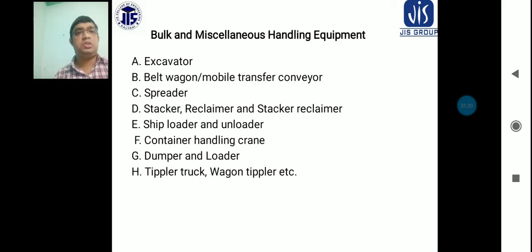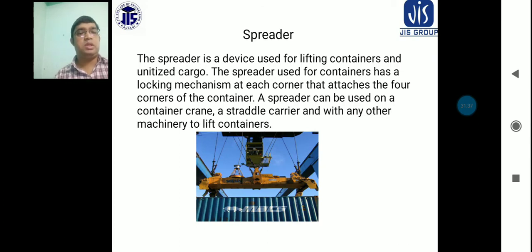And basically bulk and miscellaneous handling equipment includes excavators, gantry cranes, mobile transfer conveyors, spreaders, stackers, reclaimers, and also container handling cranes, dumpers and loaders, tipper trucks, tipper lorries, etc. And another is the spreader. The spreader is a device used for lifting containers and unitized cargo. The spreaders used for containers have a locking mechanism at the four corners for attachment to the container. Spreaders can be used on a container crane, a straddle carrier, and any other machinery to lift containers.